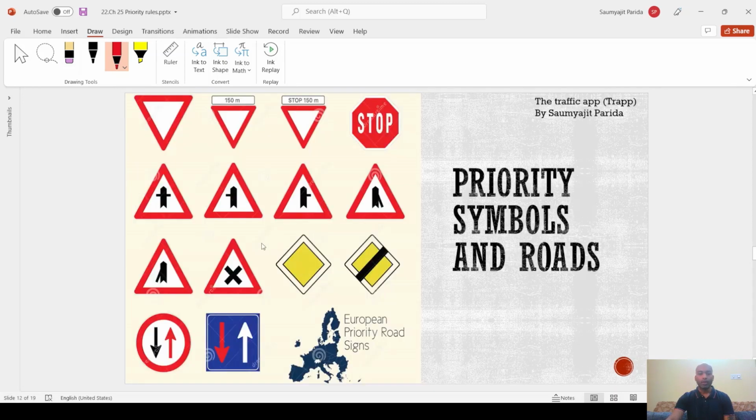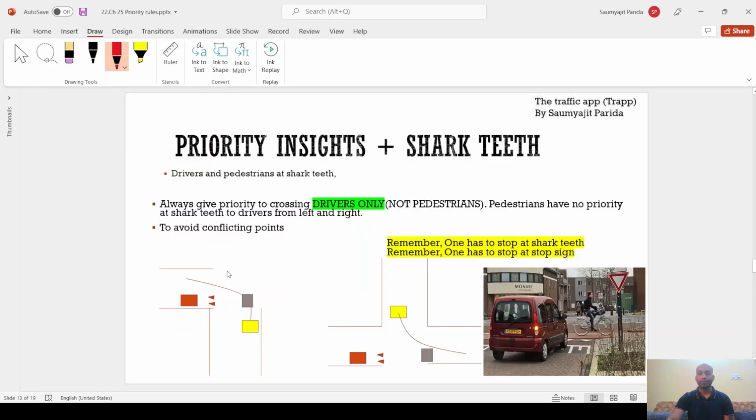Okay, these are the priority symbols and we already discussed this. Here we have to stop. Here I am on a priority road, and the minor roads' people have to give priority to me. Some other rules. This symbol also belongs to the priority road, indicating that I am on a priority road. This is a dangerous junction and I have to release the gas. This we already discussed in the previous video. It's just a recap of what we discussed earlier.